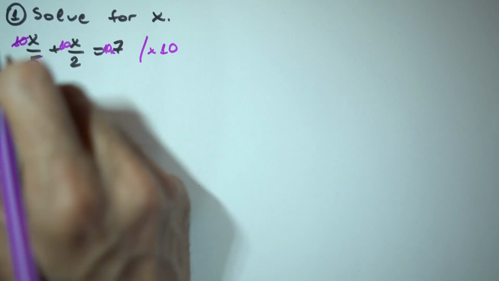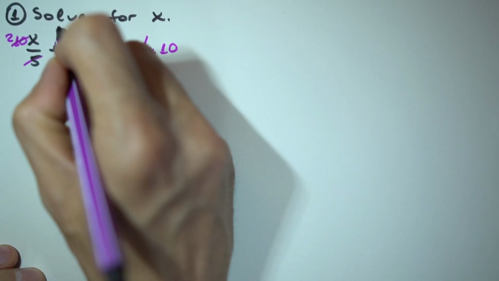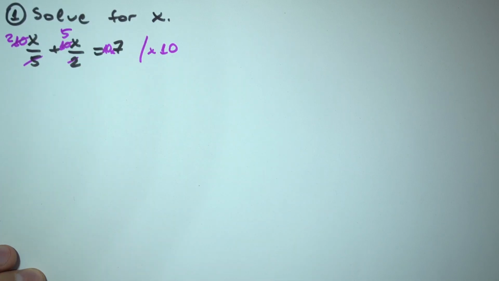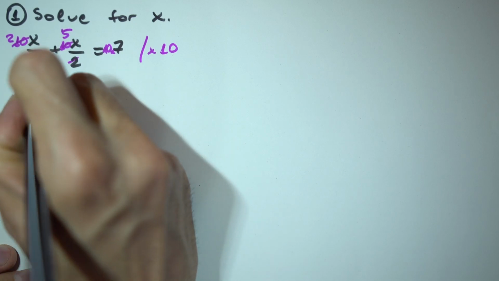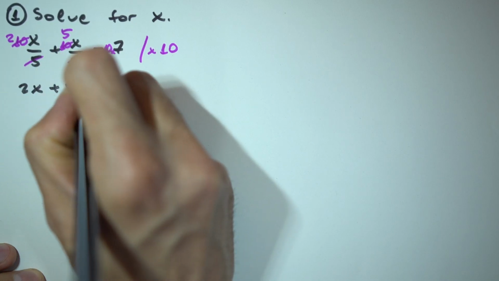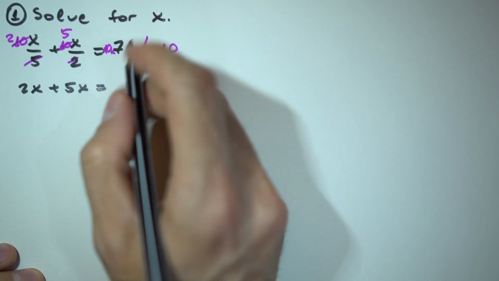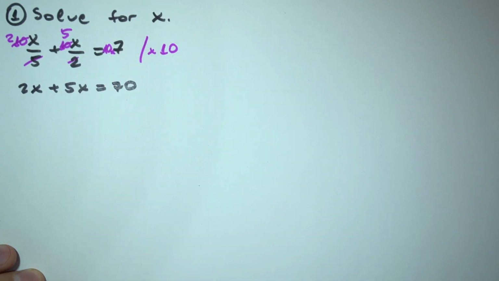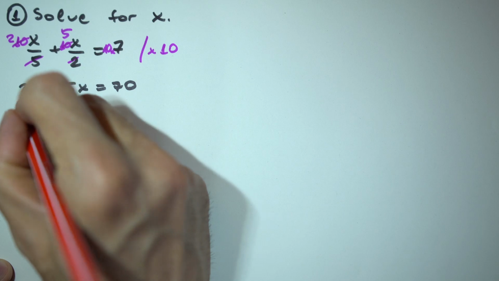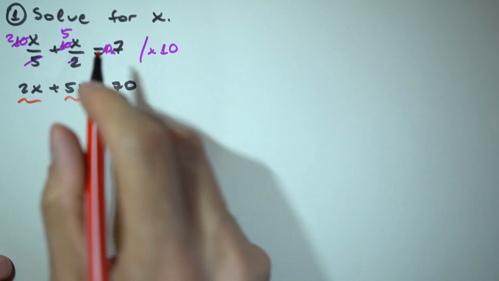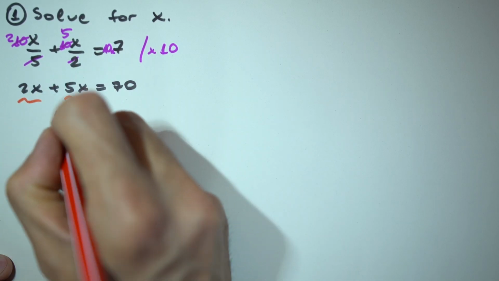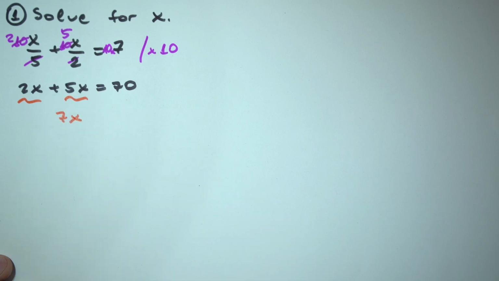10 over 5 is 2 and 10 over 2 is 5. Thus, we obtain the following. We have 2x plus 5x equals 10 times 7, which is 70. Now, we have to collect all the unknown numbers on one side of the equation. We have 2x and 5x, so they have already been collected for us, and we have 7x in total.